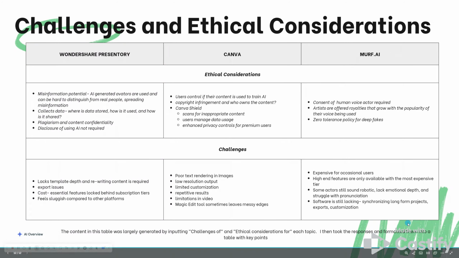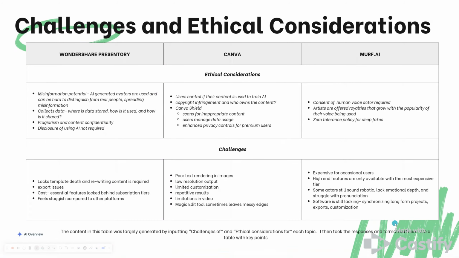And then lastly, for Murf AI, it is expensive for occasional users. The high-end features are only available with the most expensive tier, and there is still some complaint that some of the actors sound robotic. They may lack emotional depth. They struggle with pronunciation. And then some of the software is still lacking.